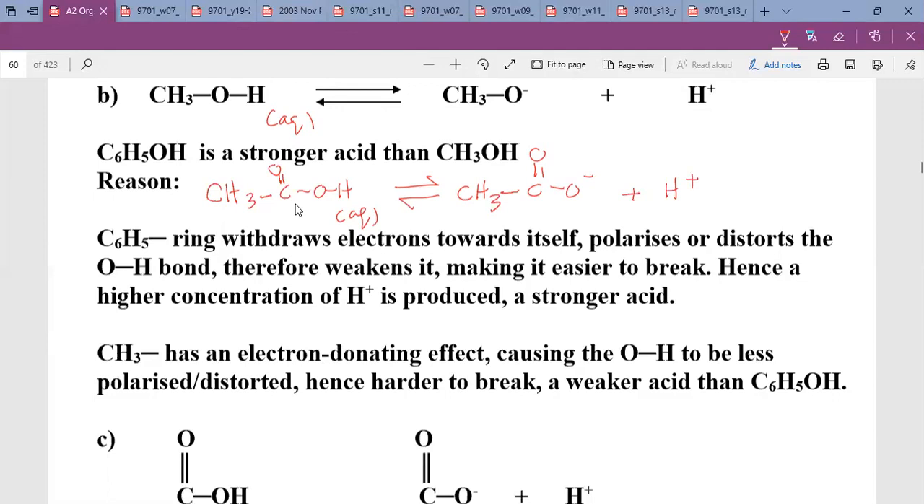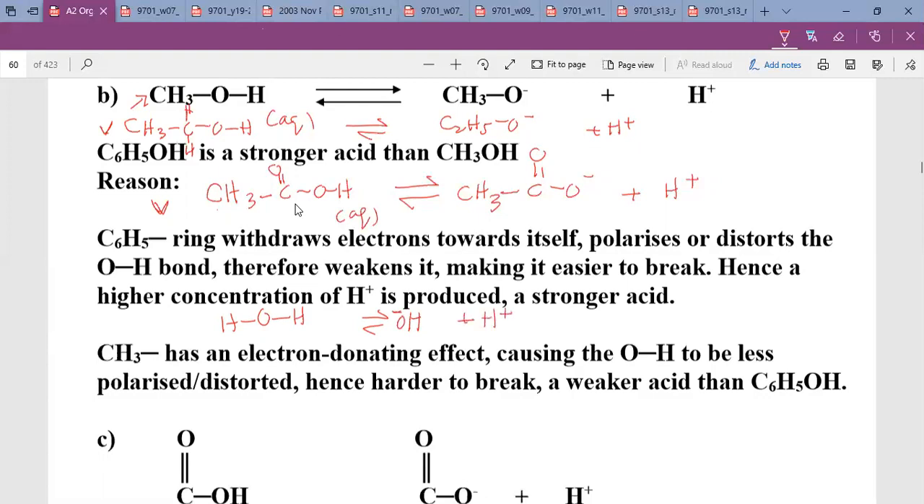Remember, when you compare acidity between methanol and ethanol, ethanol would be easier because it has two carbons. Okay, ethanol, if you are so fussy about it. Two carbons here, you get your C2H5O minus plus H plus. When you compare your ethanol with your ethanoic acid on acidity, you compare with water as well. Water can also give you OH minus plus H plus.